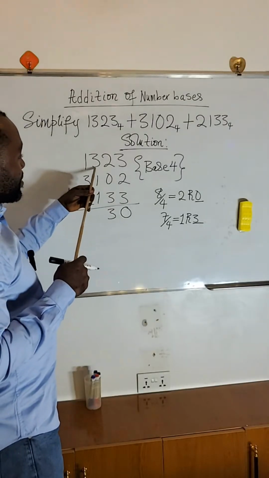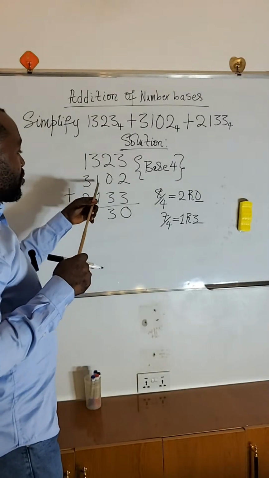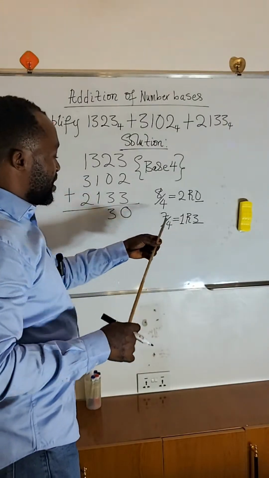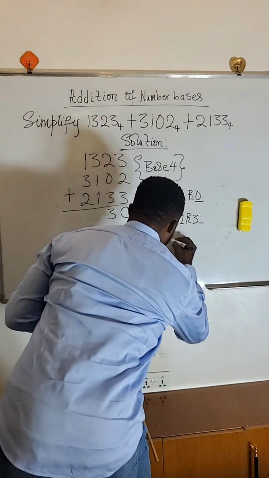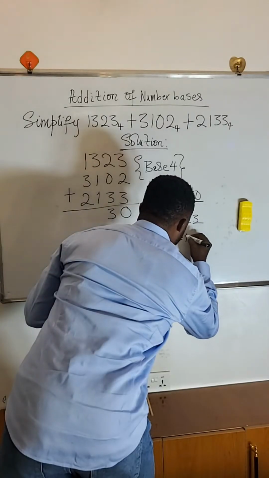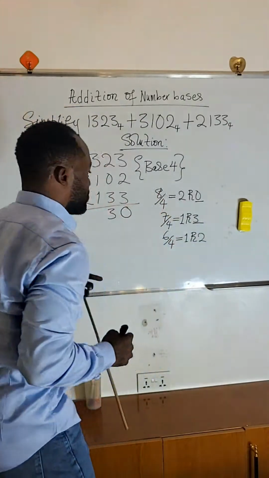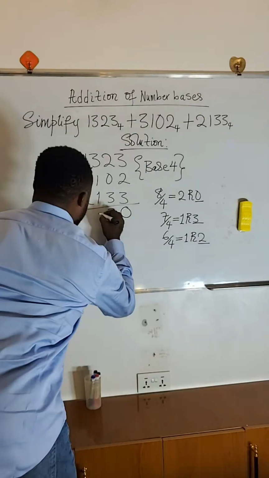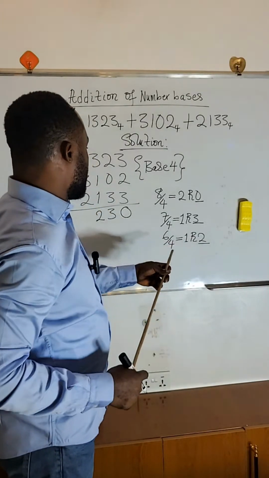This is 3 plus 1. That is 4. 4 plus 1, 5. 5 plus this 1, that is 6. Also, we will have to write 6 divided by 4. That will be 1, remainder 2. It is these 2 that we will write here. Okay? And so we'll carry on.